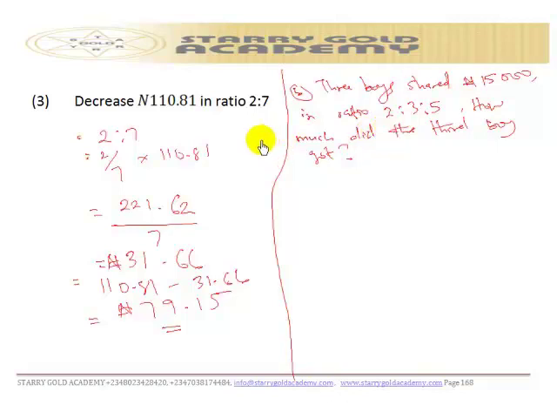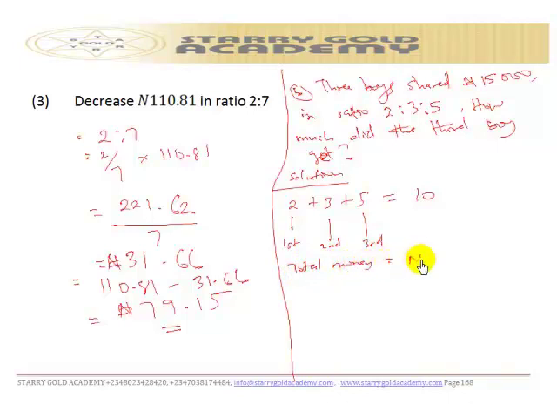Alright, how much did he get? Alright, so add all the ratios. 2 plus 3 plus 5. So total ratio is 10. This 2 here is the first boy. This 3 here is the second boy. This 5 here is the third boy. So they shared 15,000. The total money they shared is 15,000.